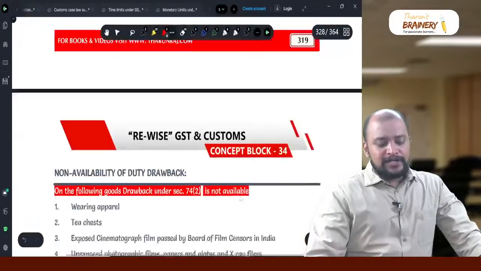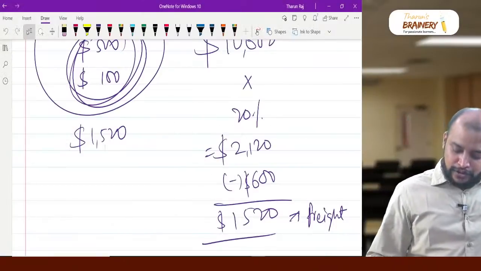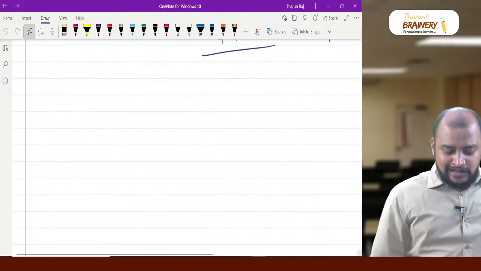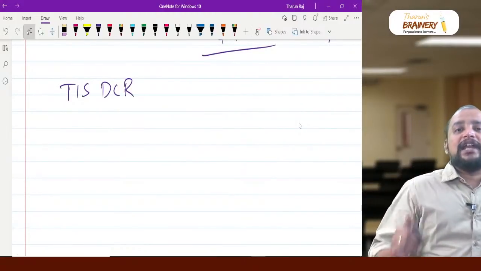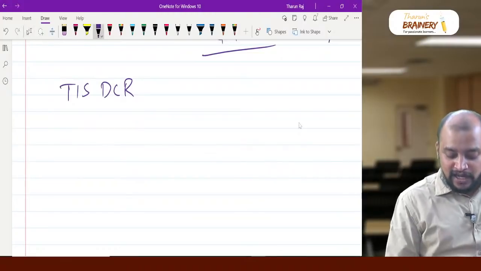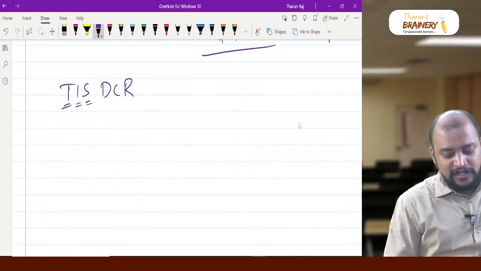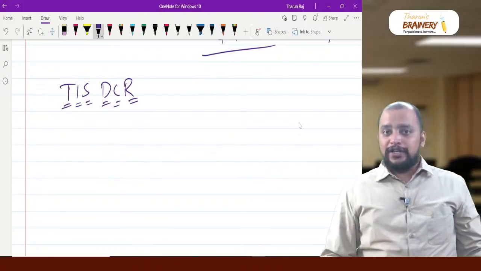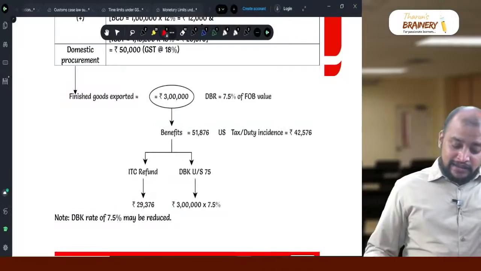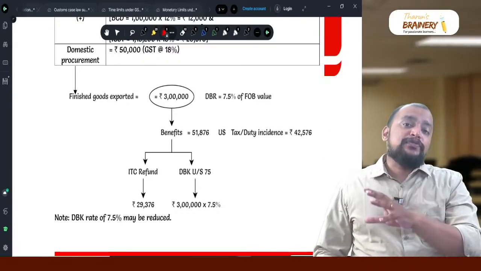Fine. I don't want to waste your time, and one more area you need to know, that is TIS DCR. We need to apply the valuation rules in case of import in this sequence only. T for transaction value, if not, identical goods, if not, similar goods, if not, deductive value, if not, computed value, if not, residual value. Okay.